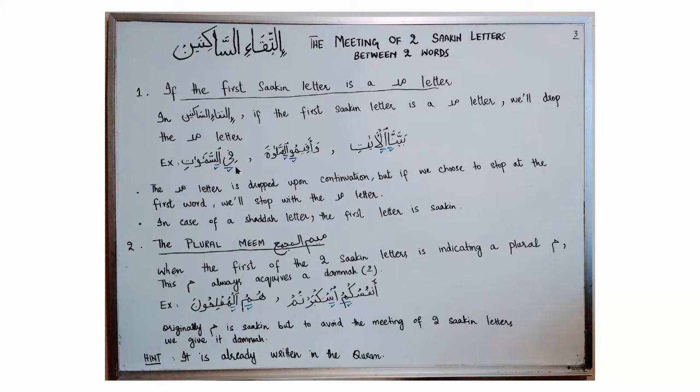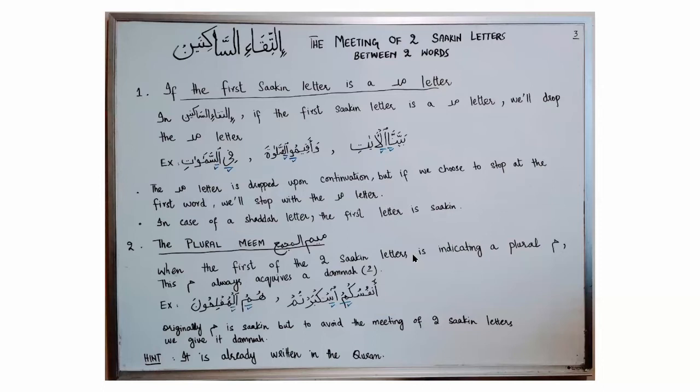If I'm choosing to stop here, I will say fi. In this case, if I'm choosing to stop at the first word, I will say وَأَقِيمُوا. In this case, I will say بَيَّنَّا. I will stop with two counts of mud. And also remember, in a shadda letter, the first letter is a sakin letter. So when you are choosing to continue, you will say فِي السَّمَاوَاتِ وَأَقِيمُوا الصَّلَاةَ بَيَّنَّا الْآيَاتِ.